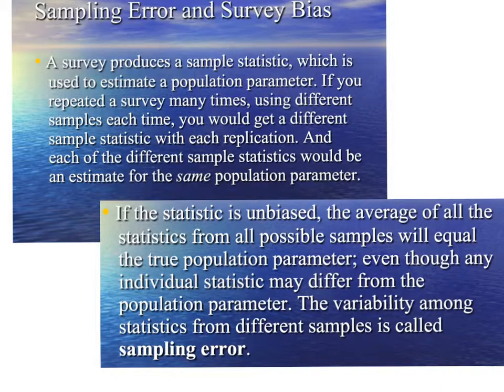Now, if the statistic is unbiased, the average of all the statistics from all possible samples will equal the true population parameter, even though any individual statistic may differ from the population parameter. So the variability, this difference among the statistics from different samples, is called the sampling error. Later on, I will show you how we find this sampling error, but that will be in a later video.